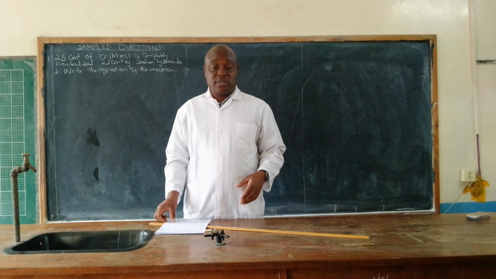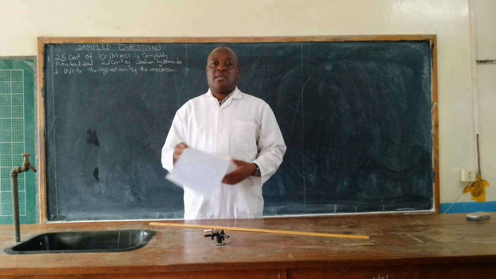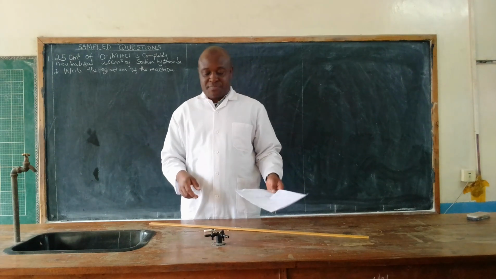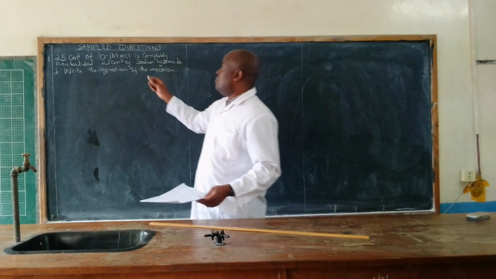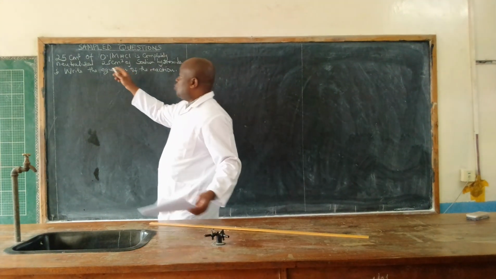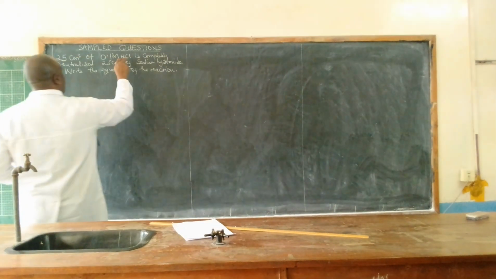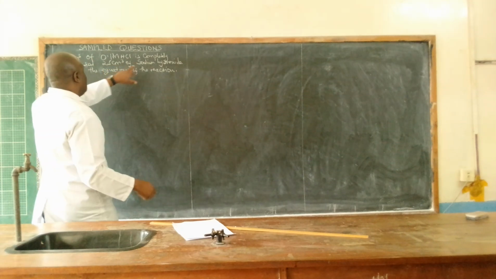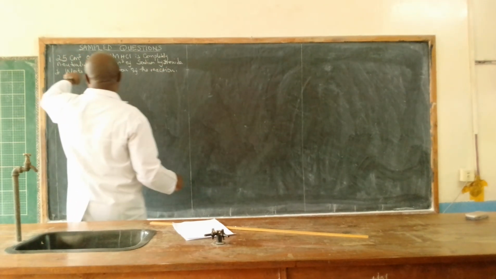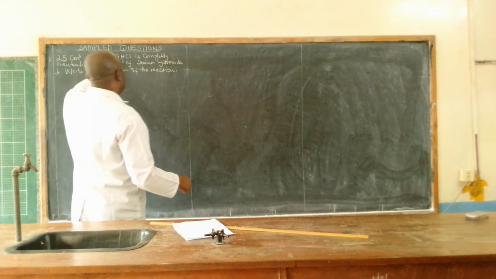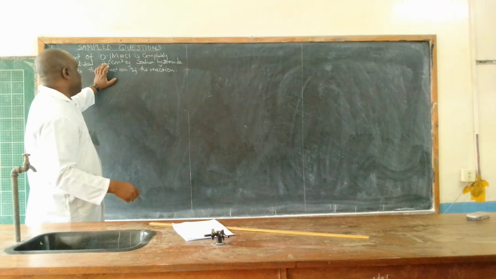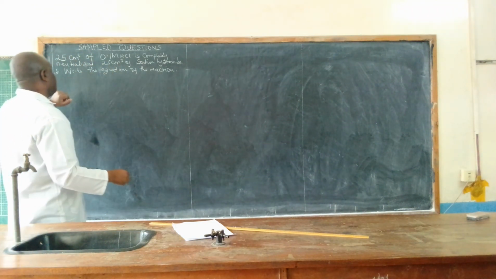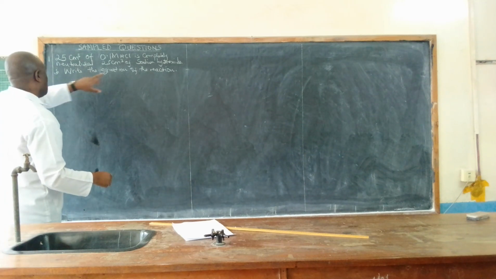Today we are just going to do some sample equations as far as the chemistry mole concept is concerned. We have been given that 25 cubic centimeters of 0.1 molar hydrochloric acid is completely neutralized by 25 cubic centimeters of sodium hydroxide. Write the equation for the reaction. In this case, we are just going to deal with sodium hydroxide and hydrochloric acid. So we are going to write the equation to answer Roman 1.